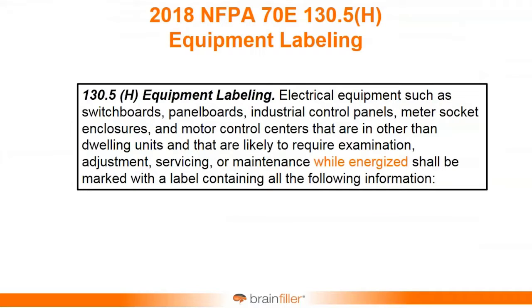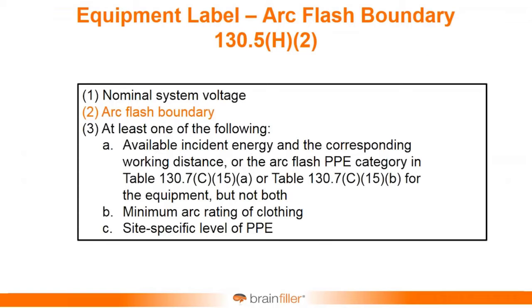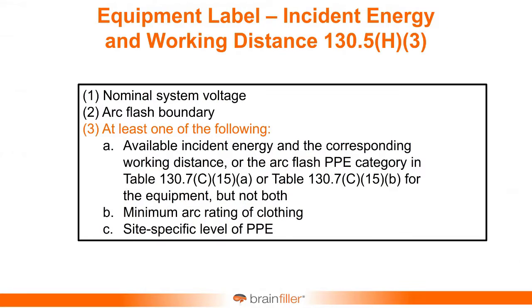Today, the 2018 edition of NFPA 70E talks about this, as I said, as equipment labeling. And again, there are those words, while energized, and there's been quite an evolution of the labeling requirements. There are really three major components that are the requirements for what 70E refers to as the equipment label. Number one, you have to have the nominal system voltage, and you have to have the arc flash boundary. I'll talk about these individually. And then the third item is you have to have some type of identification as to what type of arc-rated PPE is going to be required.